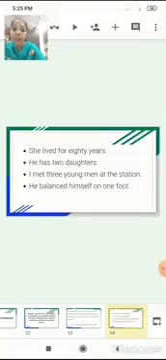She lived for 80 years. She has 2 daughters. I met 3 young men at the station. He balanced himself on 1 foot. So in each of these examples, we can see we have used cardinal numbers such as 80, 2, 3, 1. So these numbers are also one kind of determiners.